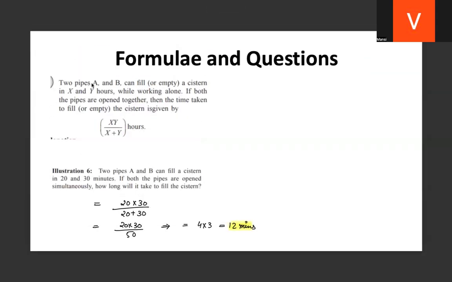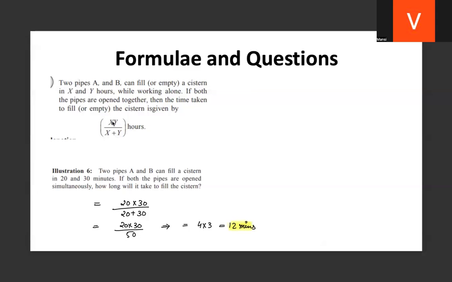Now, the third formula is there are two pipes A and B. They can fill a cistern in X and Y hours. While working alone, these are the figures. Like only pipe A is open, so it can fill the entire tank in X hours, and similarly for pipe B. If both the pipes are open together, then we have to calculate the time taken to fill or to empty the cistern, depending on the question. So the formula would be X into Y upon X plus Y.